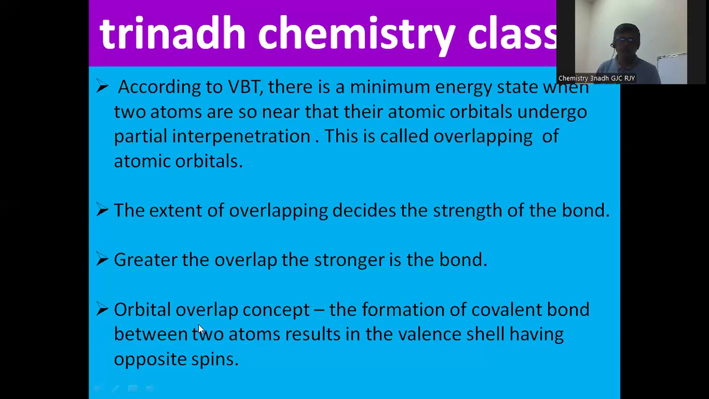According to this valency bond theory or overlapping of atomic orbital concept, the formation of a covalent bond between two atoms results in the valency shell having opposite spins.